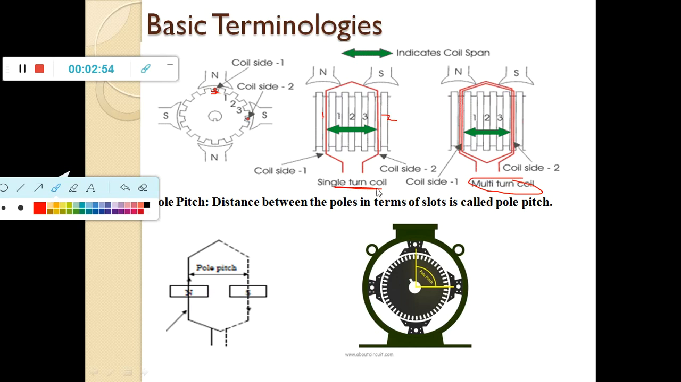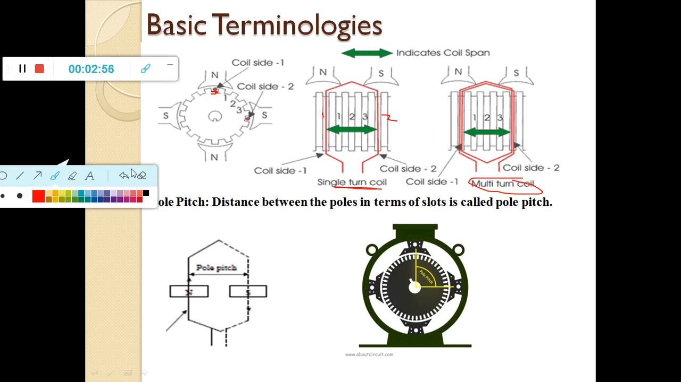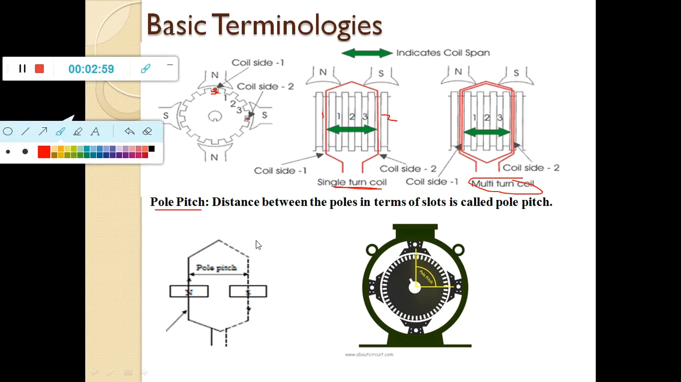Now the next portion is to find out about pole pitch. What do you mean by pole pitch? There are different ways of defining the pole pitch. In terms of distance, it is the radial distance between two adjacent poles. This is a pole and this is another pole. The radial distance between these two poles is nothing but your pole pitch. In terms of slots, the distance between the poles in terms of slots is also called pole pitch.